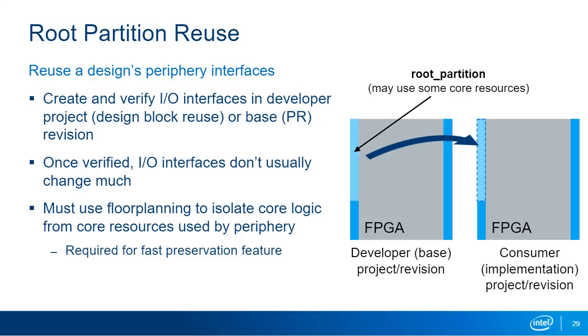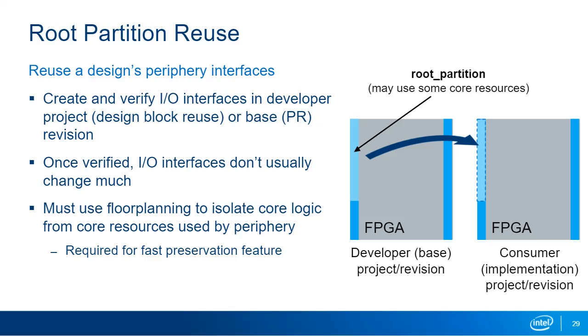Once the I/O interface design is complete, there is usually little need or reason to change it. This makes root partition reuse ideal for use as a starting point for multiple projects that use the same FPGA device and the same board interface, but each one has its own custom core logic. The targeted device must be identical for both the developer and consumer projects, because the root partition design will be unique to the periphery resources and resource organization for the specific device selected.